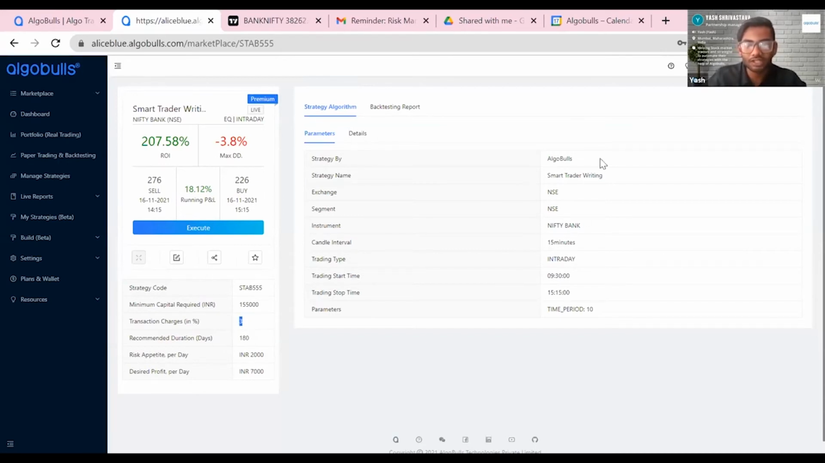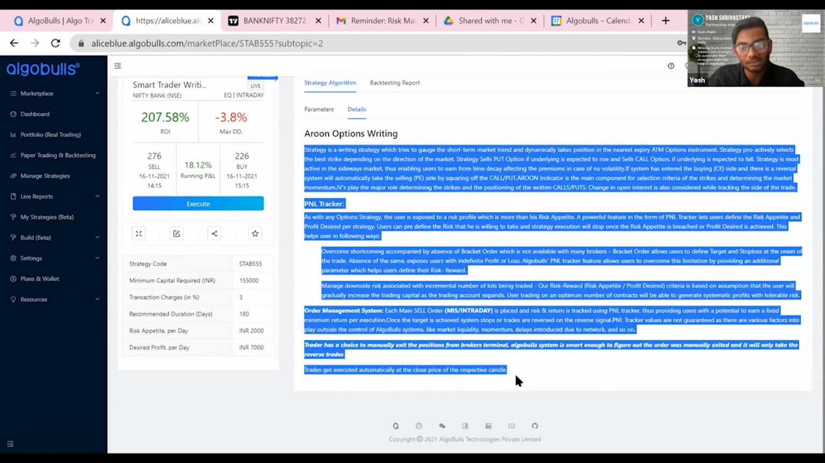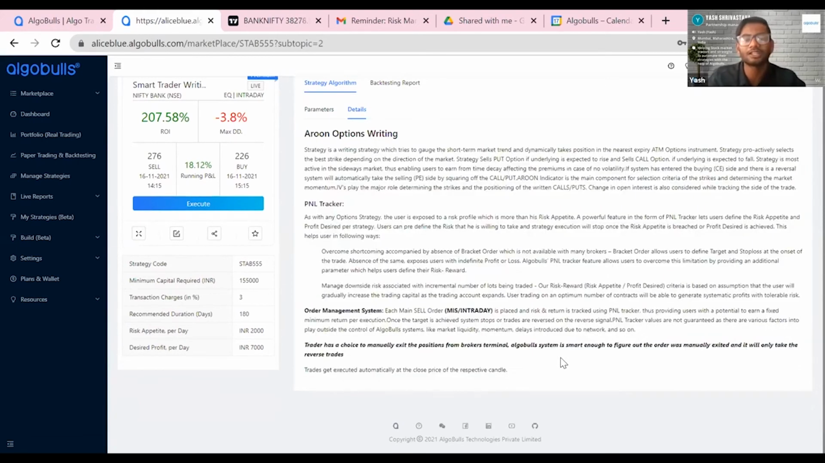You would also find information like who wrote the strategy, the strategy's name, the exchange, the instrument on which the strategy performs, the candle interval on the basis of which it performs, the trading type, the trading start time and stop time, and the parameters the strategy is based on. You'll find all this in the parameter section. In the detail section, you'll find a detailed explanation of the thesis or theory behind the strategy, and the calculation behind it is explained in simple words.